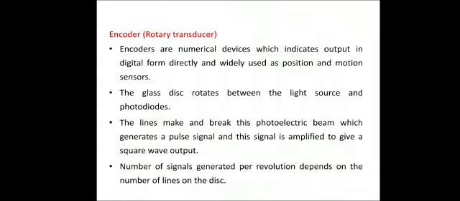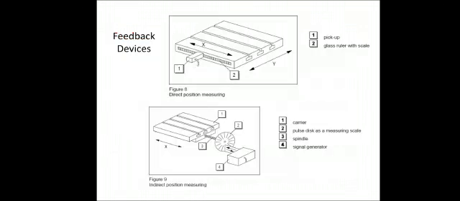Second one is encoder or rotary transducer. Encoders are numerical devices which indicate output in the digital form directly and are widely used as position and motion sensors. The glass disc rotates between the light source and photodiodes. The line marks break this photoelectric beam. We generate a pulse signal, and this signal is amplified to give a square wave output. The number of signals generated per revolution depends on the number of lines on the disk.